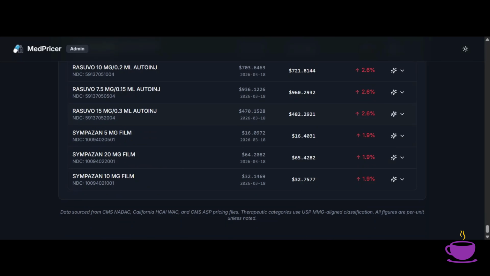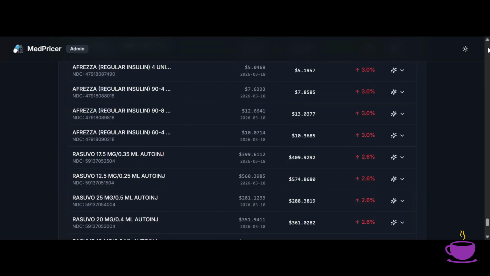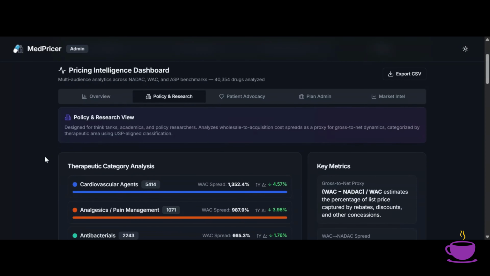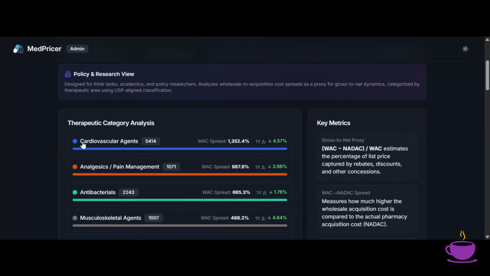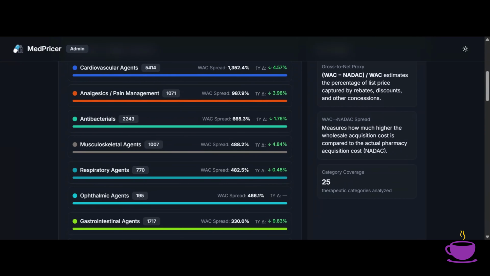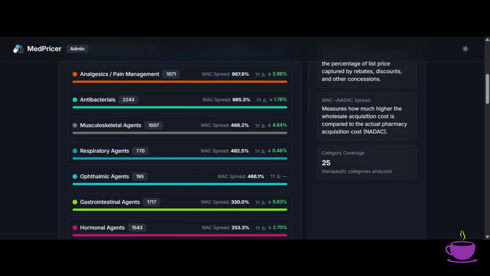Right? So now let's go to the top. We're going to look at policy and research. Again, what we've done is we've created a WAC spread and a 1 year delta for therapeutic categories. Identify key metrics as the delta of WAC relative to NADAC. Create metrics like a WAC to NADAC spread, which again measures how much higher the wholesale acquisition cost is compared to the actual pharmacy acquisition cost.